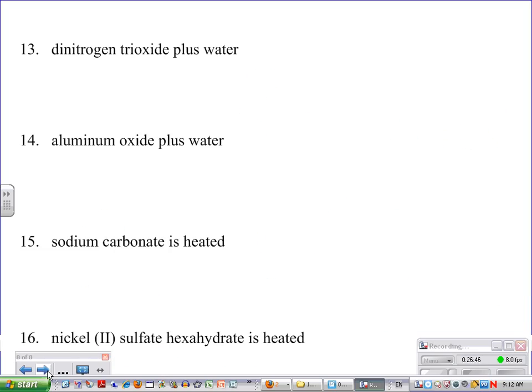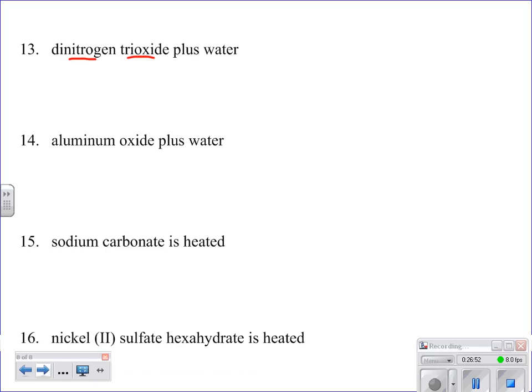Okay, we are moving on, and we have dinitrogen trioxide. Makes me a little scared because I know that's a covalent compound, so I'm going to have to think about some extra work on that. But dinitrogen is N2, trioxide O3. Covalent compound means we're going to have to do some figuring out of charges here. We're adding water. What type of reaction? Synthesis. You guys are doing awesome with that.